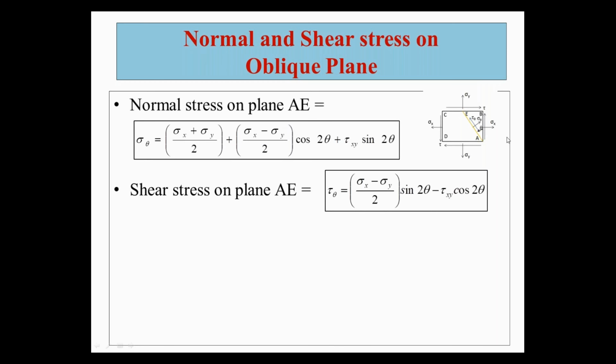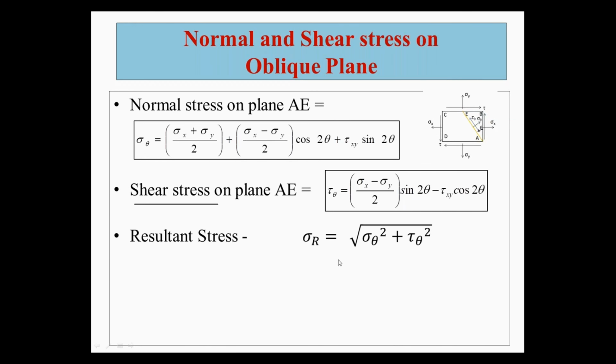So first one is sigma theta, that is normal stress. Second one is shear stress, that is equal to tau theta. The formula is being shown over here. So just look at the formula.